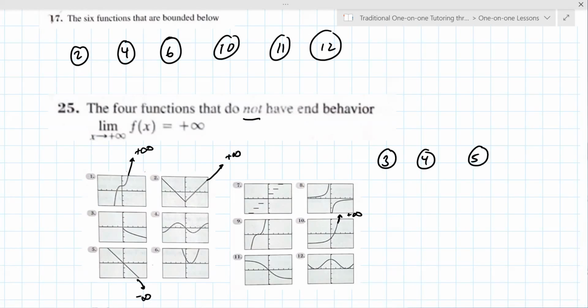What else are you seeing here? Okay, so 6 goes to positive infinity. Agreed. 7's a little weird. It just keeps going up though. So it actually does go to infinity. Okay, and then 8 doesn't. 8 does not. Okay, agreed. And 9 does. Yep. So that leaves 11 and 12.